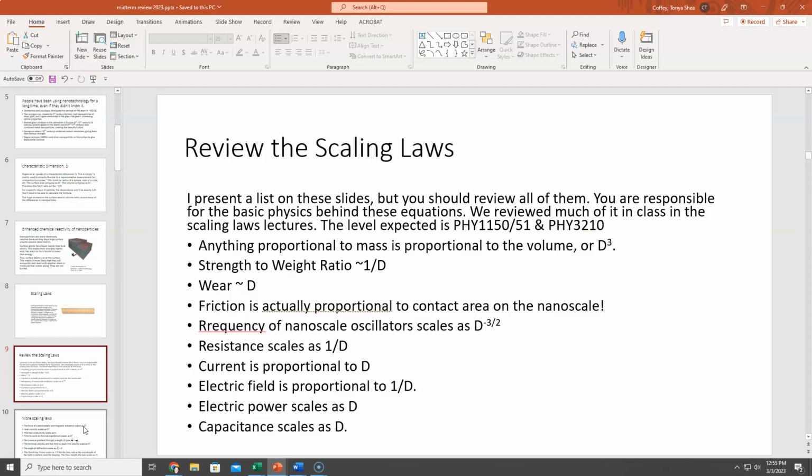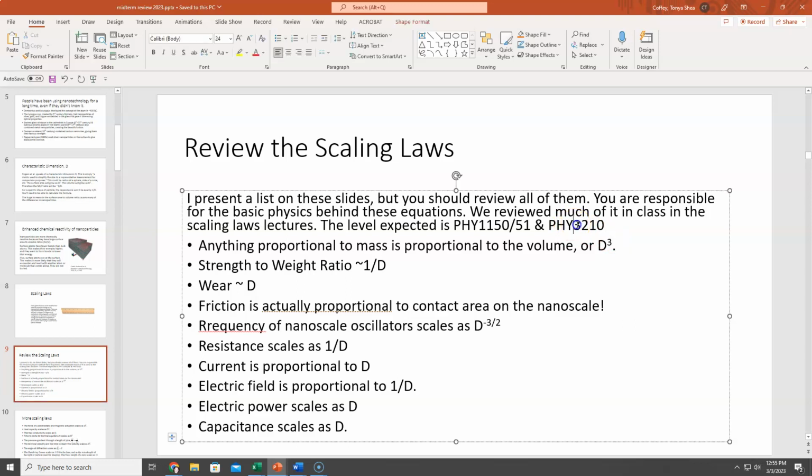The level expected for your calculations is kind of like Modern Physics 1, which I'm sorry now is called Physics 2110. I'll never get used to that. So PHY 2110. It's going to take me forever because I taught that class forever, but there you go. Modern Physics 1. Okay, so here's a list of the scaling laws.